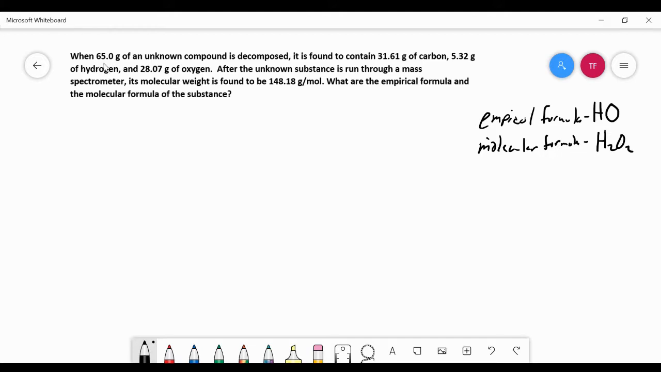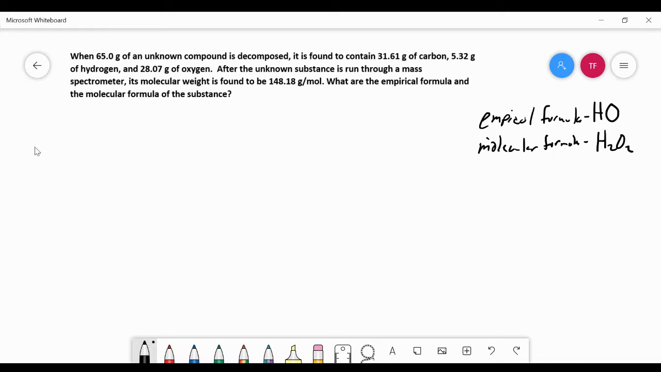Here's our prompt. There are 65 grams of an unknown compound, and it's decomposed. After it's decomposed, it is found to have 31.61 grams of carbon, 5.32 grams of hydrogen, and 28.0 grams of oxygen. If you add up those grams, they add up to 65 grams because we just broke it apart, and the law of conservation of mass says that after you break something apart, it still has the same number of atoms. So the grams add up. After the unknown substance is run through a mass spectrometer, its molecular weight is found to be 148.18 grams per mole. What are the empirical formula and the molecular formula of the substance?